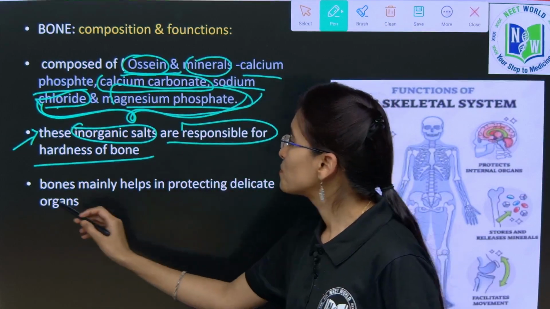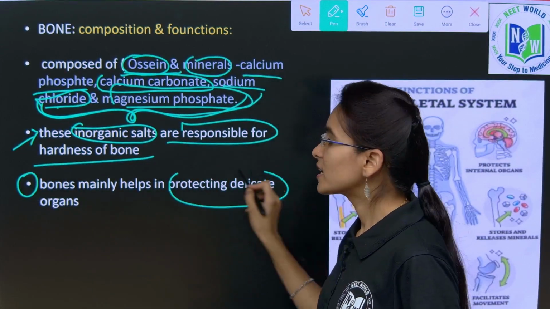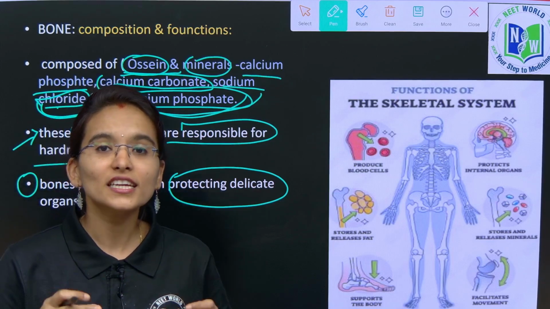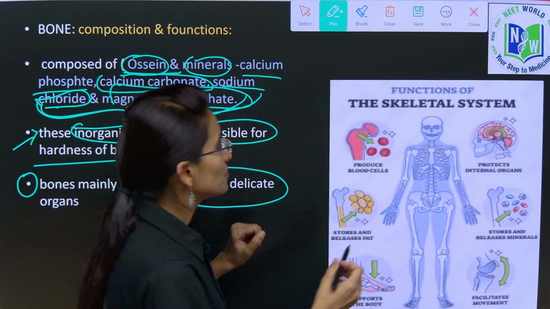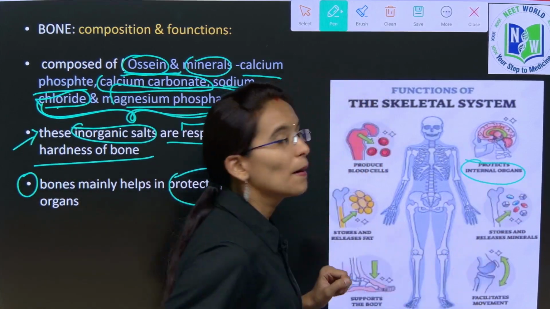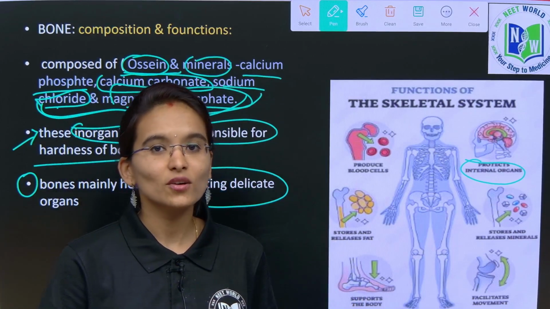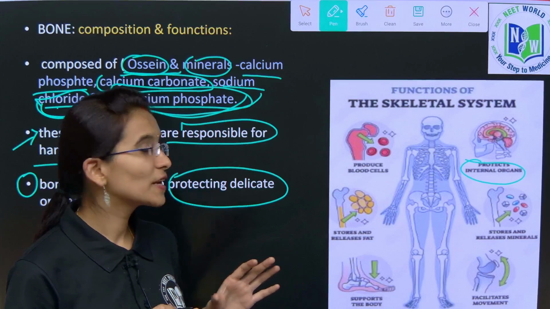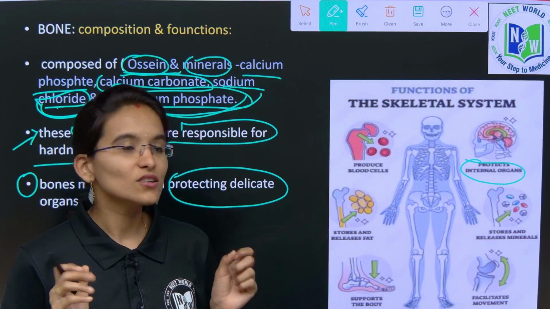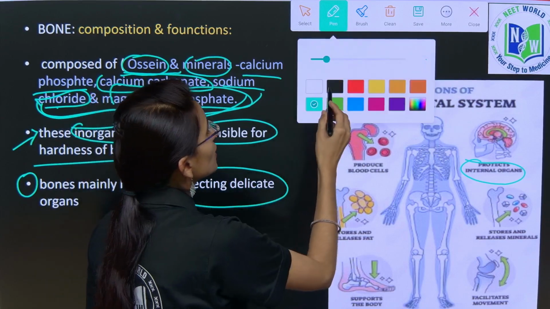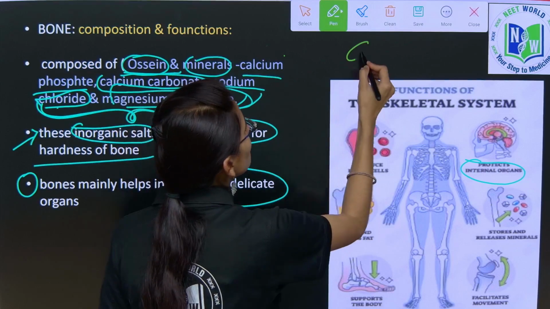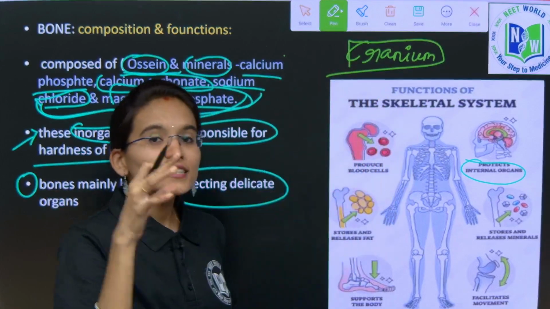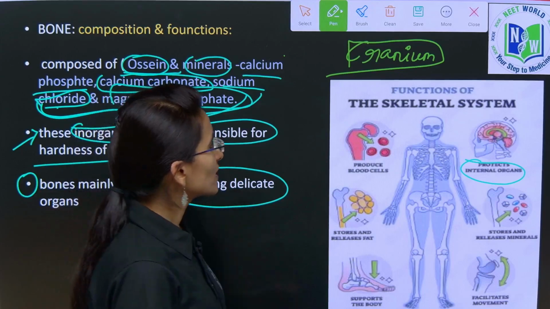And next, bones are mainly involved in protecting the delicate organs. They protect all the internal organs. See here, it is a brain. The brain is protected inside the skull. We can also say the brain is protected in a bony box. What is that bony box called? Cranium. Clear? Cranium.